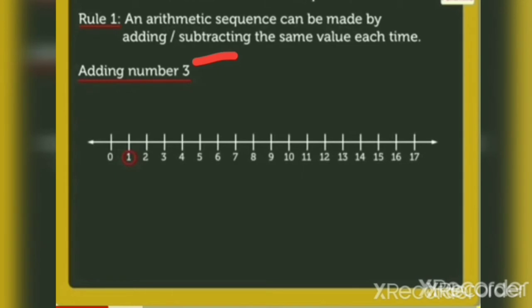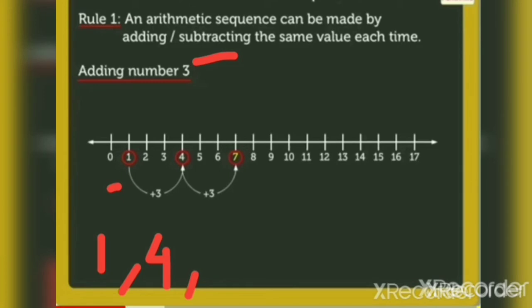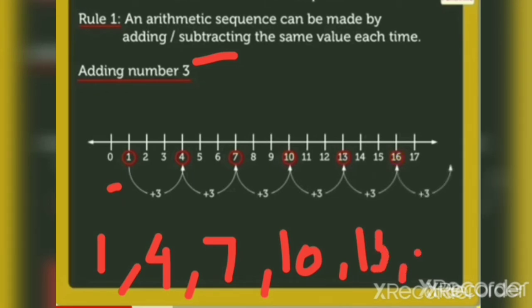Look at this number line. Let us start with 1. Now we can find a number pattern by adding 3. So 1 plus 3 is 4. The first number is 1, then 4, then the next number is 4 plus 3, 7. You can see it on the number line. So the next number is 7, then 10, then 13, and so on. You can see we get the number pattern by adding the number 3 to the previous number.